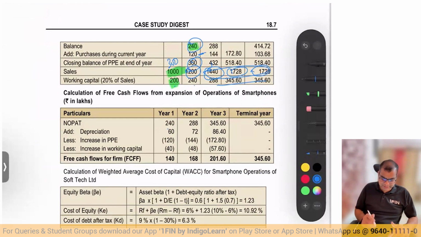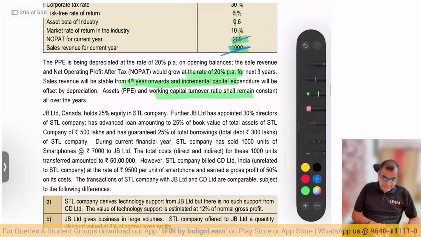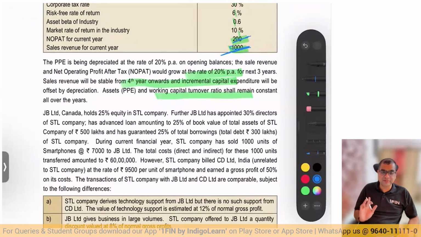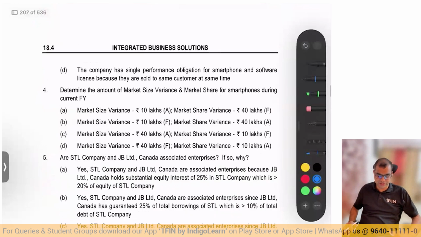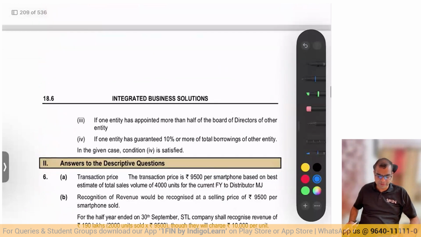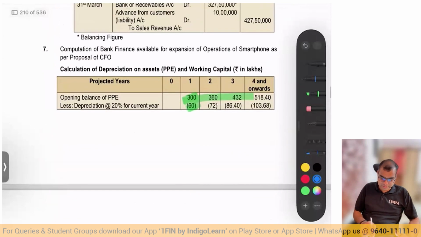That is what they said, right? It is going to remain stable. Is that the exact word they used? Sales revenue will be stable from the 4th year, and capex will be offset by depreciation. So this will be stable after the 4th year. So you give this as NOPAT, I'm sorry. And then you have depreciation, which you've already computed here: 60, 72, 86 and 103.